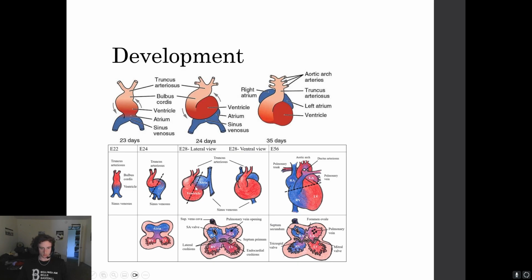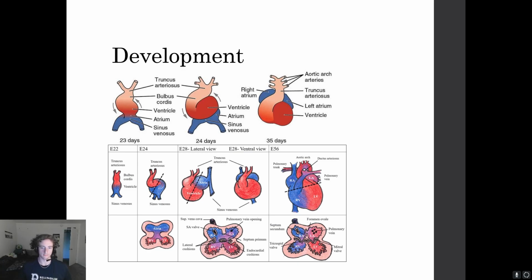It would be coming in this plane, versus through my mouse would be the lateral cushions, but the endocardial cushion would be coming in this plane. It would be joining up and forming the valve. Okay, so we have a basic understanding of the development of the heart.